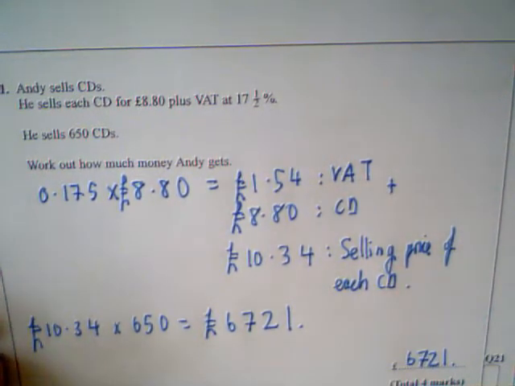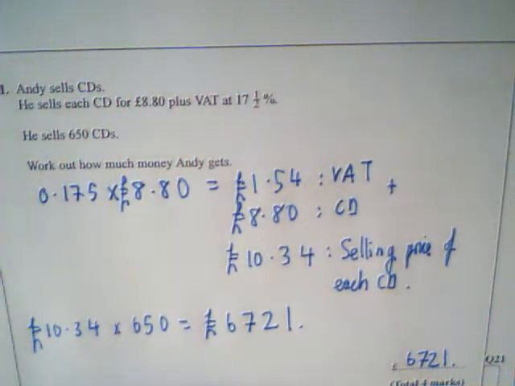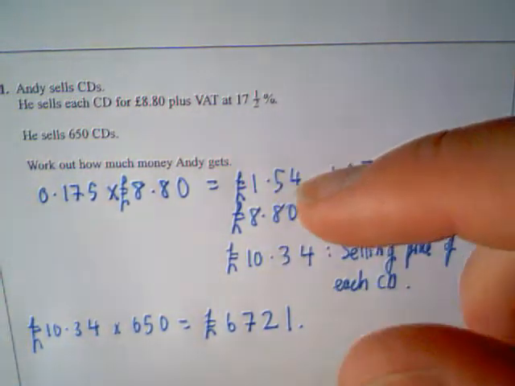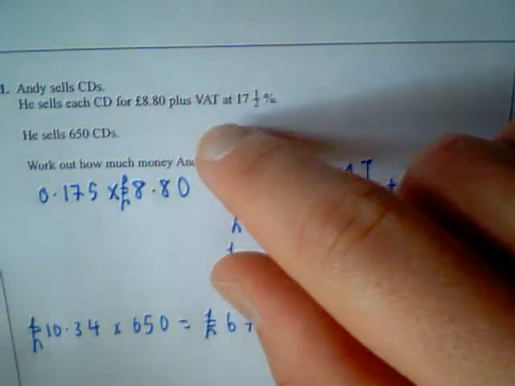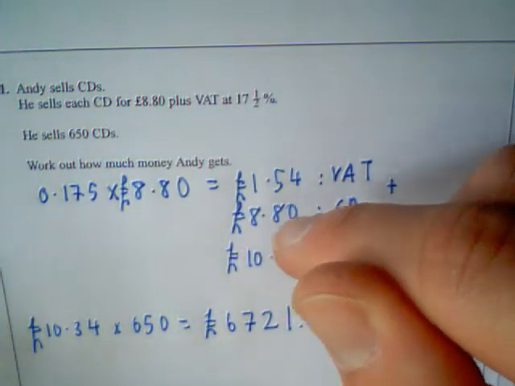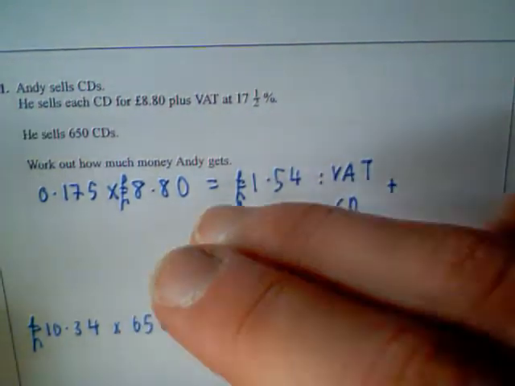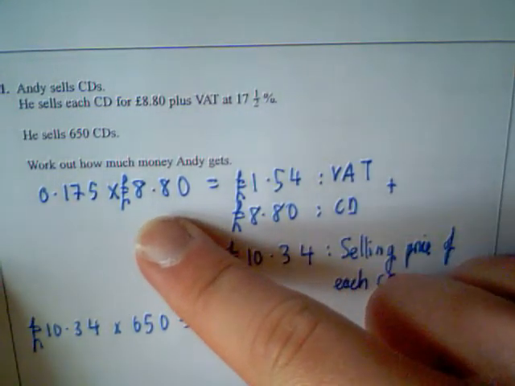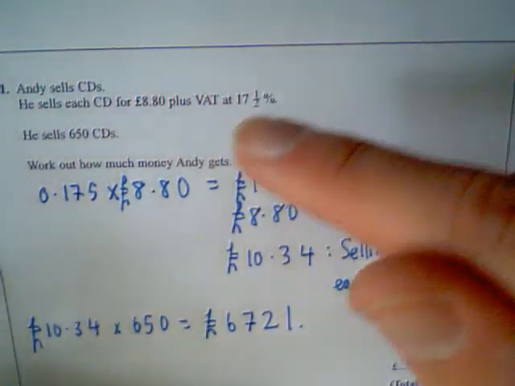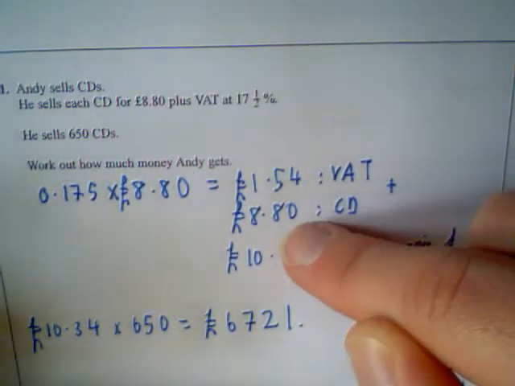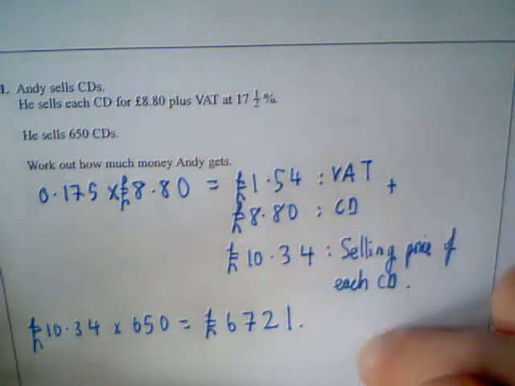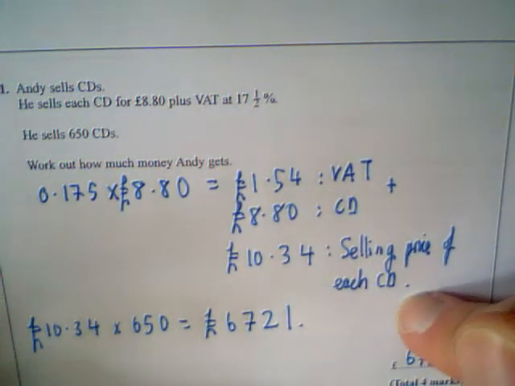Straightforward if you know how to do it, true. But I think the real key to this question is understanding this 17.5% and the VAT. So you have to first of all work out 17.5% of £8.80, which we've done here. Then we add this £1.54 to the £8.80 of the CD, and then we get the total selling price of each CD.